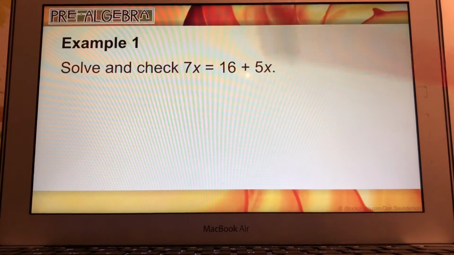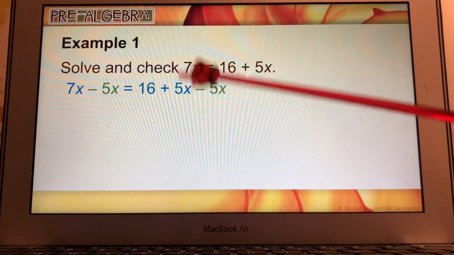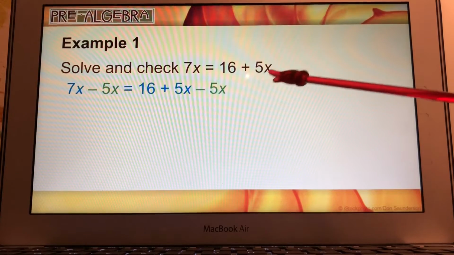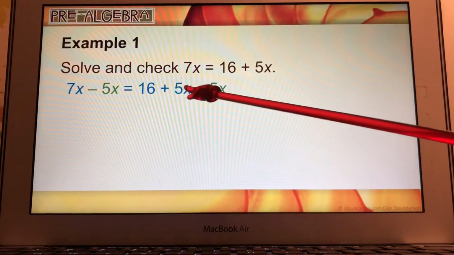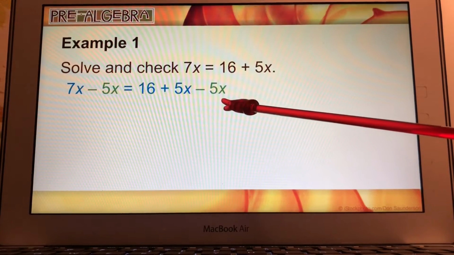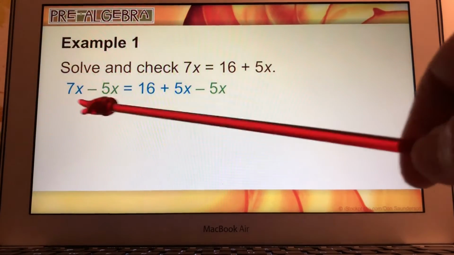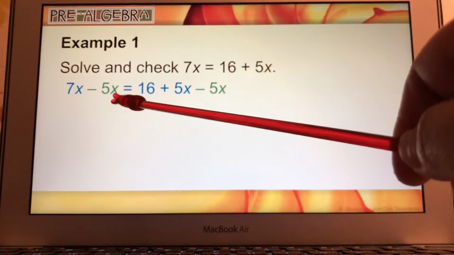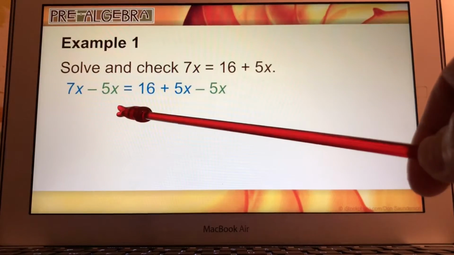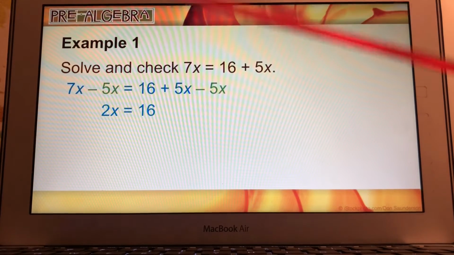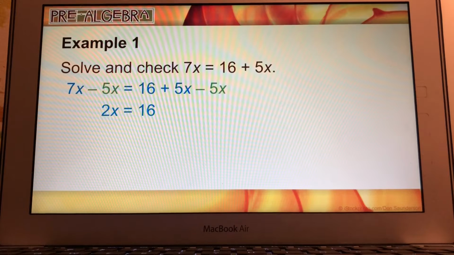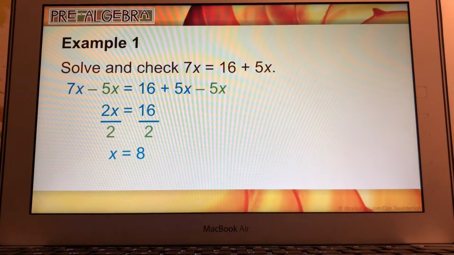So I'm going to subtract 5x from this side so that I can move it over to the other side. And 5x minus 5x here, that's going to cancel out and equal 0. So 7x minus 5x, we can simplify that, can't we? Because those are like terms. And so we get 2x equals 16. Well then, simple enough, right? Divide by 2 so that your x is by itself. And then x is going to equal 8. 16 divided by 2 is 8.